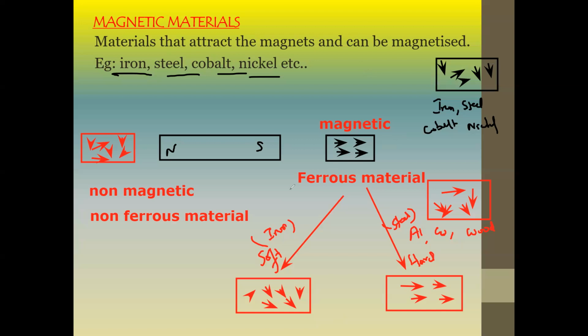Is it clear, the basic difference between the ferrous and non-ferrous material? And then ferrous materials can be classified as soft magnetic as well as hard magnetic.